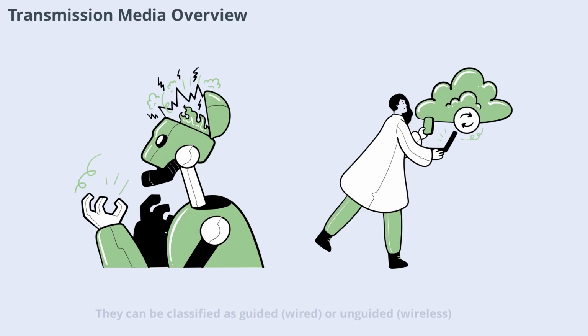Transmission media are the physical paths that carry data from one device to another. They can be classified as guided, wired, or unguided, wireless. The choice of transmission media affects the speed, security, and reliability of data communication. Let's look at the main types of guided and unguided media used in networks today.